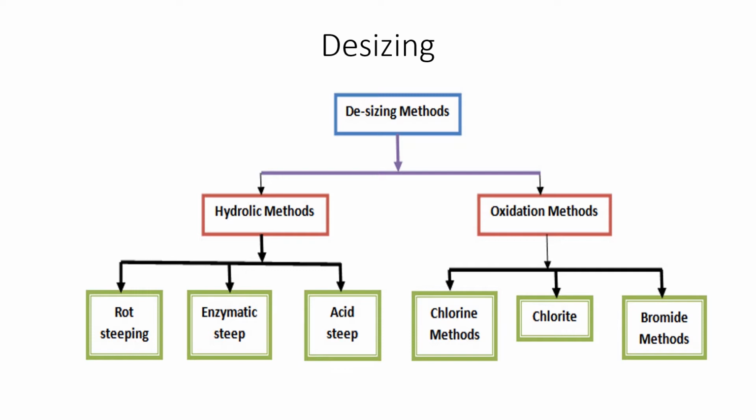So there are different methods to do desizing. Desizing is the removal of the size that has been applied to yarn before the weaving process. So this is the first chemical treatment in the textile processing industry. Our focus is on enzymatic desizing. There are various methods; your teacher will explain it to you.